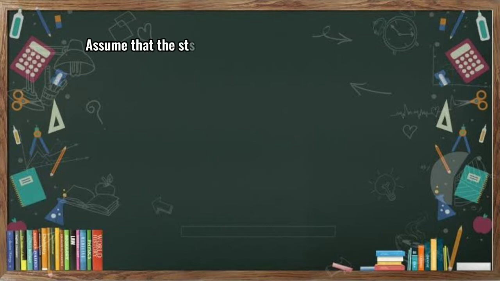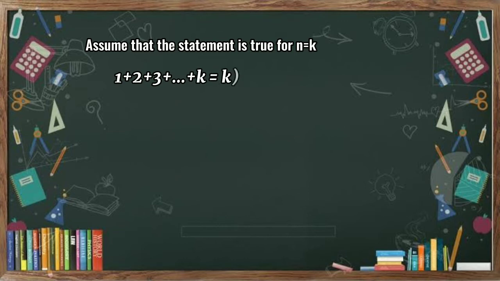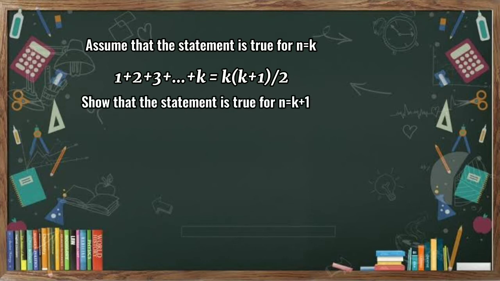Next, we will assume that the statement is true for n is equal to k. 1 plus 2 plus 3 up to k, where we replace the n with k since n is equal to k, is equal to k multiplied by k plus 1 over 2. And also we will show that it is true for n is equal to k plus 1. We will do this based on this assumption: 1 plus 2 plus 3 up to k is equal to k multiplied by k plus 1 over 2.